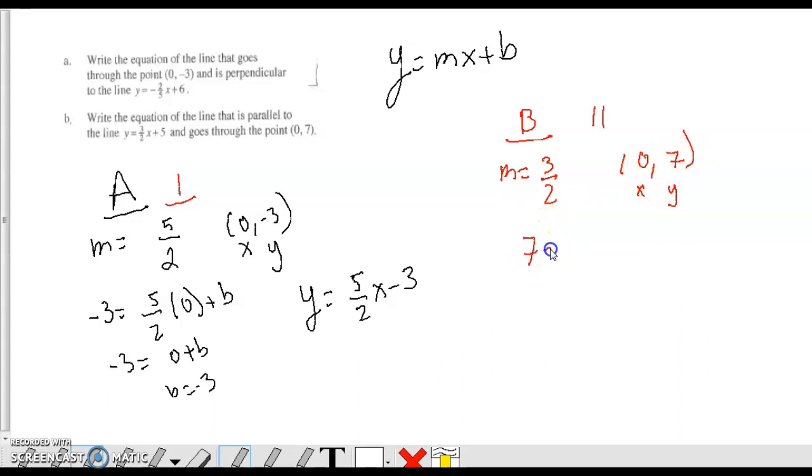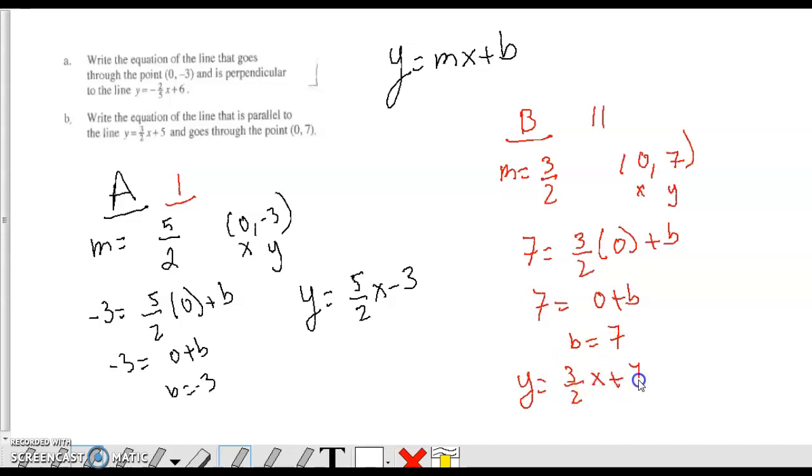So this will be 7 is equal to our slope, 3 halves, times 0 plus b. So 7 is equal to 0 plus b, so b is equal to 7. What's our equation? y equals 3 halves x plus 7. So there are our two equations, parallel and perpendicular.